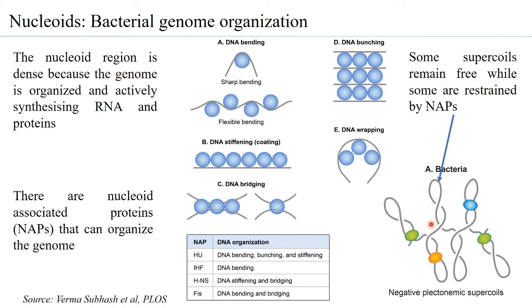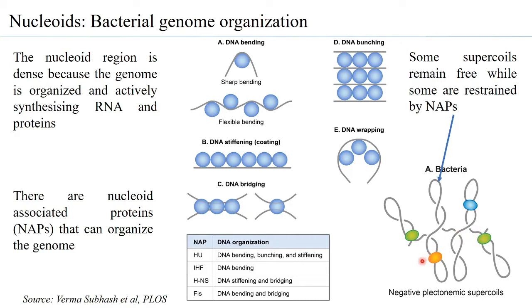Interestingly, what is observed is that some of the supercoils are not attached to by the NAPs, while some supercoils are attached to, or the coils are held together by, certain NAPs. So you will have different parts of the DNA either attached to NAPs or not attached to NAPs. But this is something that has been observed.